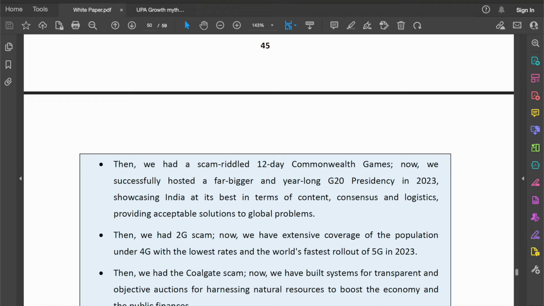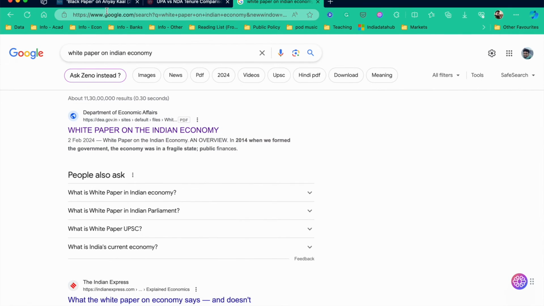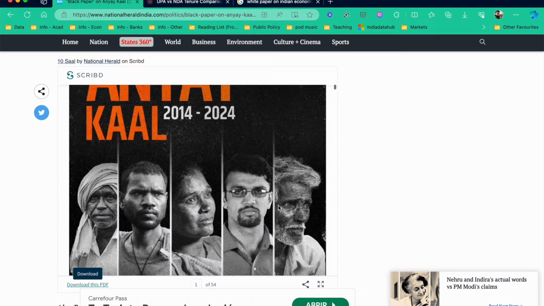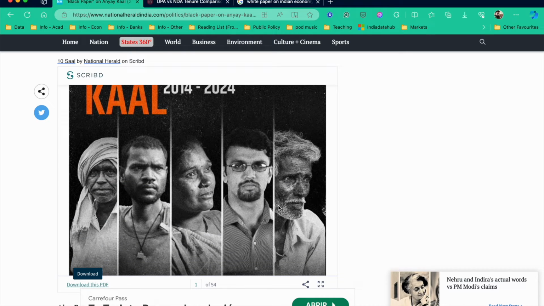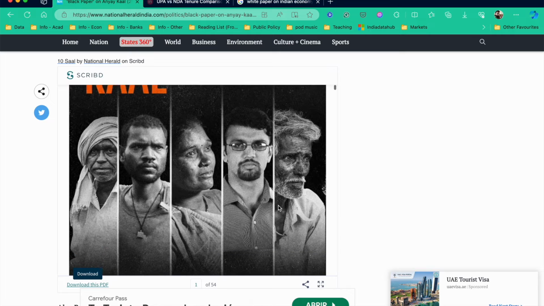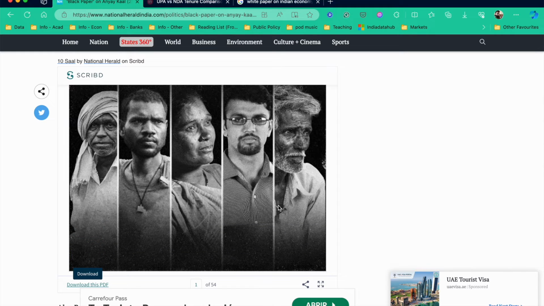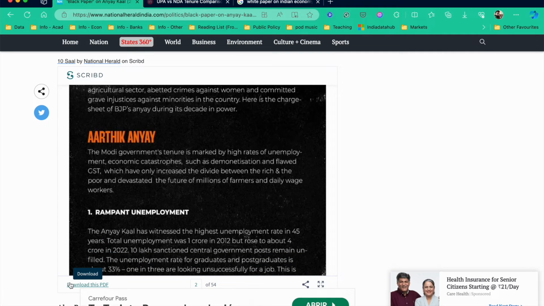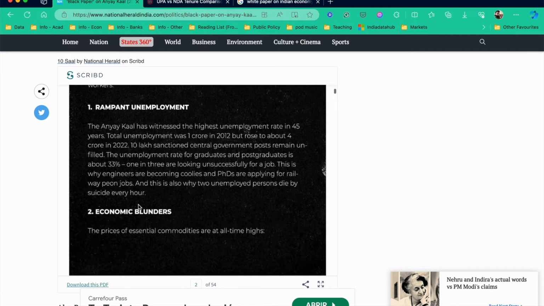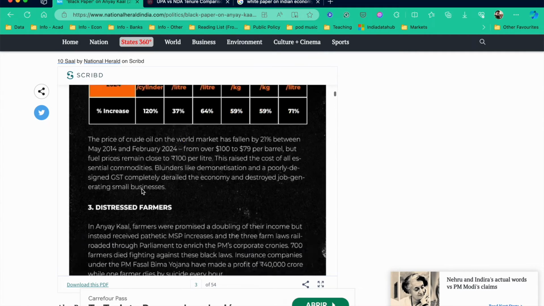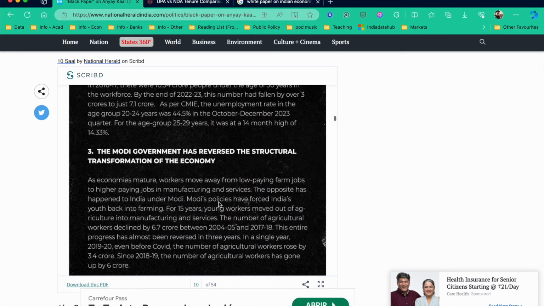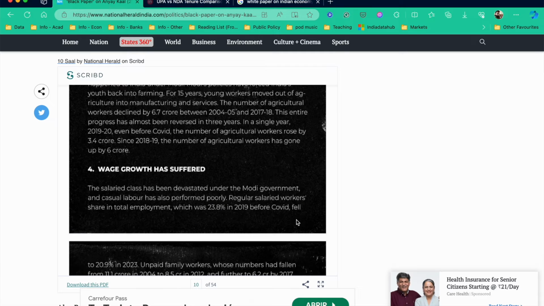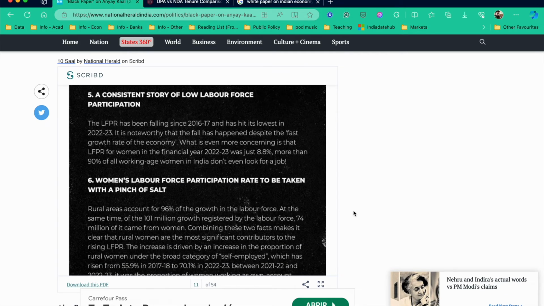So now let us talk about one more thing, which is basically the black paper that the Congress has released. The problem with the black paper first is that it is not available easily. So I opened it from National Herald, the Congress newspaper only. Even I cannot download the PDF because you have to pay on Scribd or something like that. I don't know. So I'm just using this. There are many economic as well as non-economic, social and political points, which I will not go through one by one, at least in this particular video.